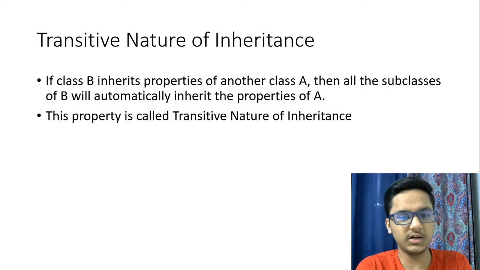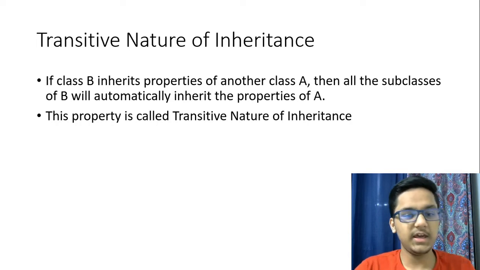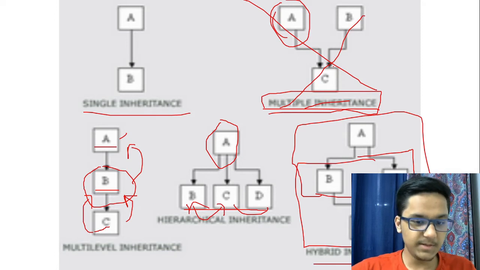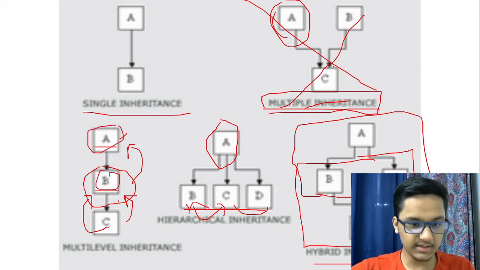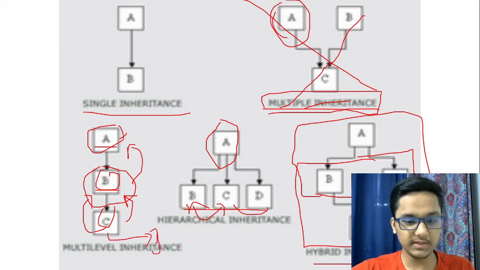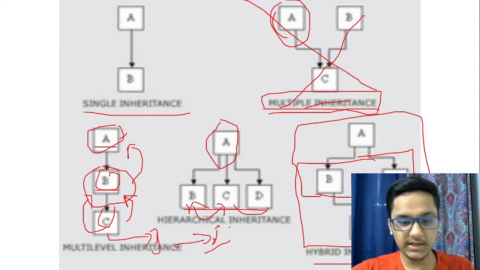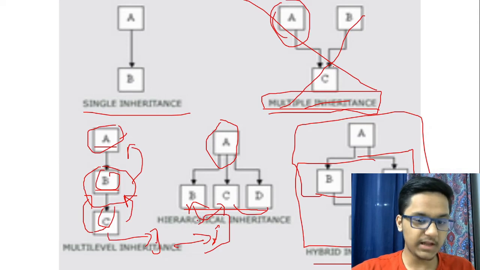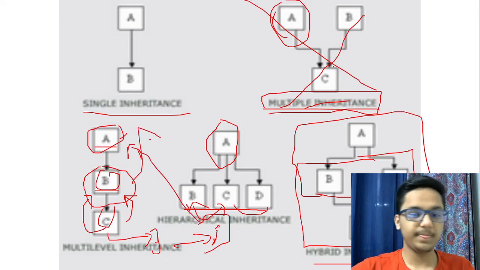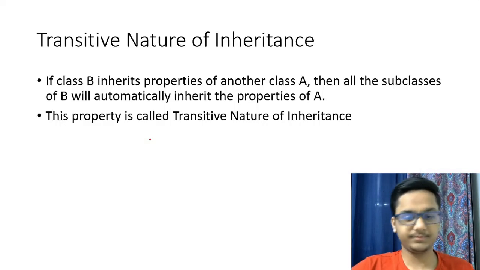And as I mentioned, the transitive nature of inheritance: if class B inherits the properties of class A, then all the subclasses of class B will automatically inherit the properties of class A. So since B is inheriting the properties of class A, all the subclasses of B, let's say we have C, and then another one D, and then E, all will inherit the properties of class A because that's how the flow goes on.